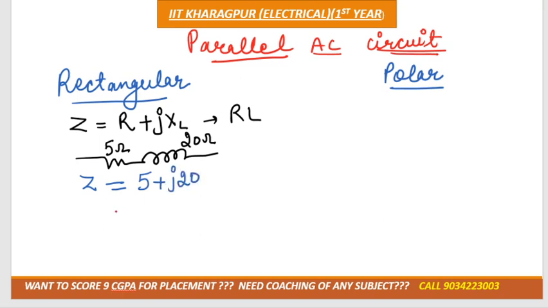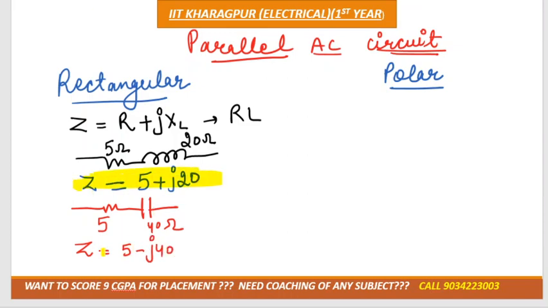Understood? Now, suppose they have given the combination of R and C, 5 ohm and, suppose, 40 ohm. How will we write the impedance? That is Z equal to 5 minus j40. Clear? This is the rectangular form, and in the rectangular form we can do either addition or subtraction. But if we want to multiply or divide, we need to convert it into the polar form.